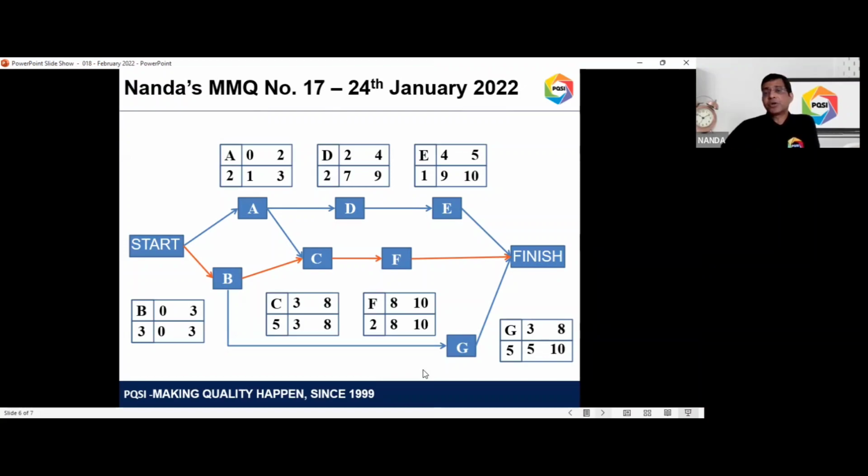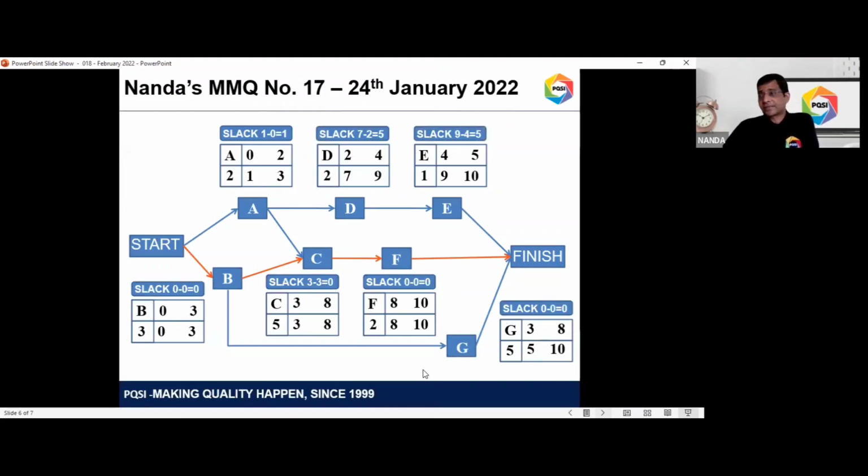Once you have filled this column, the next step is to find out the slack. So what is slack? Slack is nothing but the difference between early start and late start, or early finish and late finish. So what is the difference here? For activity A, the difference is 1. So it's either 1 minus 0 or 3 minus 2. So the slack at activity A is 1. Similarly, we can calculate slack for all the other nodes.